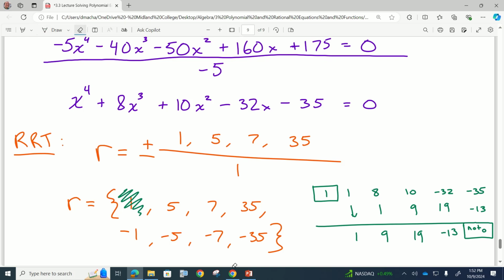Then we get out our eraser and we scrub some of these numbers off, and we try again. What should I try next? Negative 1? Okay. So 1 times negative 1 is negative 1, plus 8 is 7, times negative 1 is negative 7, plus 10 is 3, times negative 1 is negative 3, plus negative 32 gives me negative 35, times negative 1 is 35, and that gives me a 0. And if I get a 0 down here in the box, that tells me this is a root.